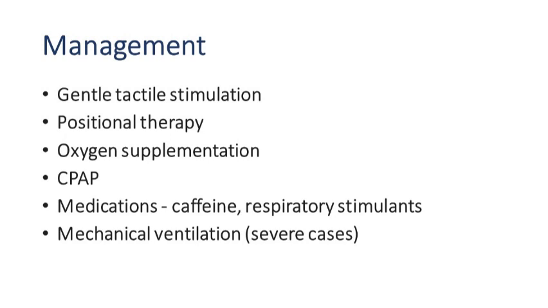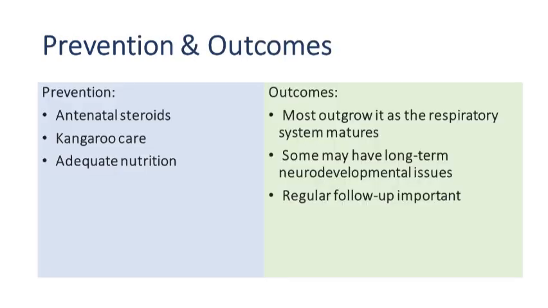Prevention and long-term outcomes. While apnea of prematurity is a common condition in preterm infants, there are several strategies that can help prevent or minimize its occurrence. 1. Antenatal corticosteroids. Administering corticosteroids to the mother before preterm delivery can help promote lung maturation in the fetus, reducing the risk of respiratory problems, including apnea.